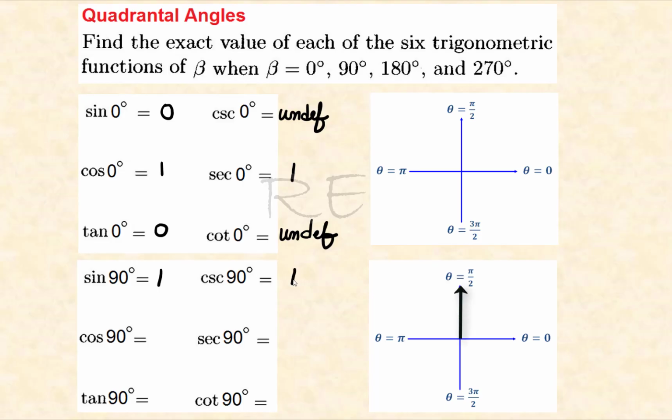Sine 90 is equal to 1, and 1 over sine 90, cosecant 90, is also equal to 1. Cosine 90 is equal to 0. 1 over cosine 90, 1 over 0, is undefined. Tangent 90 is undefined, it's 1 over 0. And cotangent 90 is 0 over 1, which is 0.